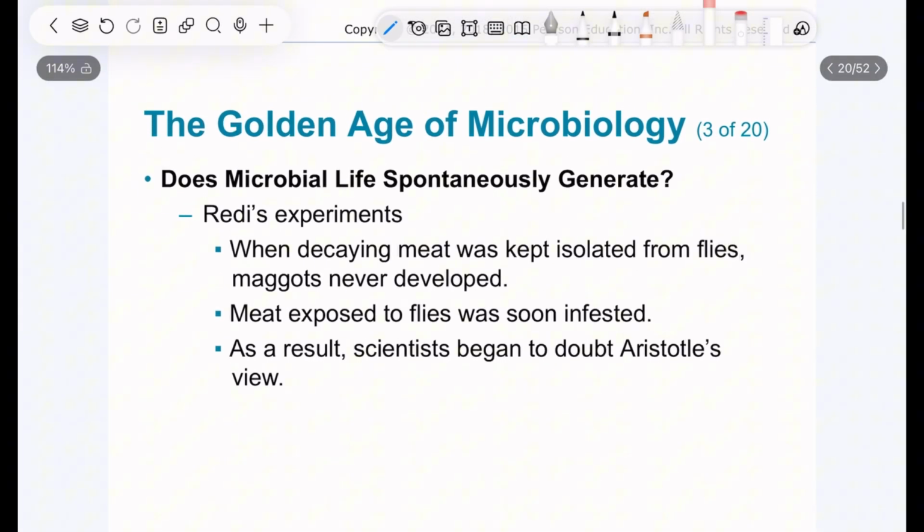So, in other words, when decaying meat was kept isolated from flies, maggots never developed. And when the meat was exposed to flies, the meat was soon infested. And as a result, scientists began to doubt Aristotle's view.